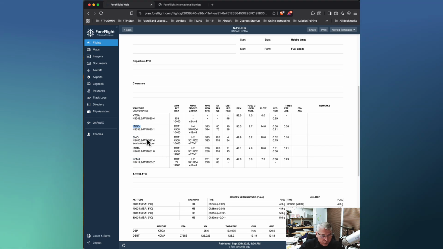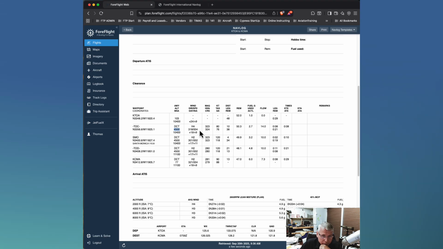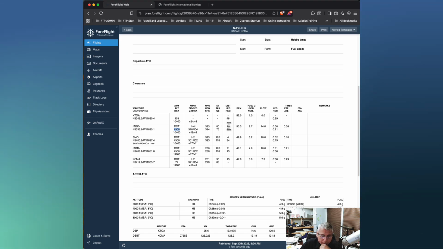This right here is something we call top of climb, TOC, and this is what we call top of descent. Top of climb is as we depart Torrance, we're starting at about 100 feet, and we're climbing up to our planned altitude of 4,500. In terms of distance, it's going to take approximately 10 nautical miles to get to 4,500 feet. And that'll leave us with 38 miles remaining for the flight.